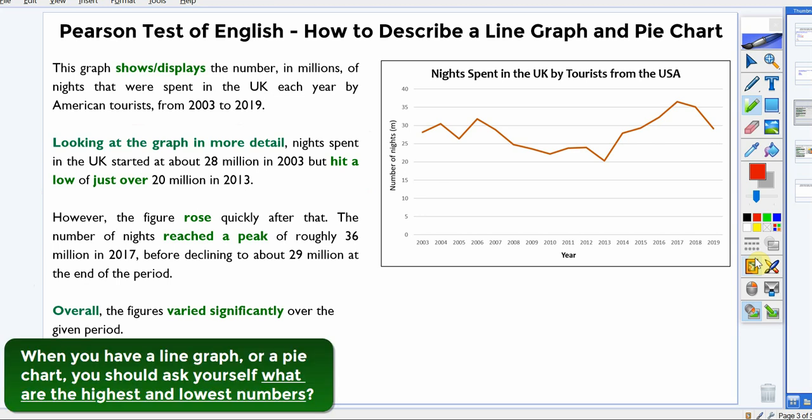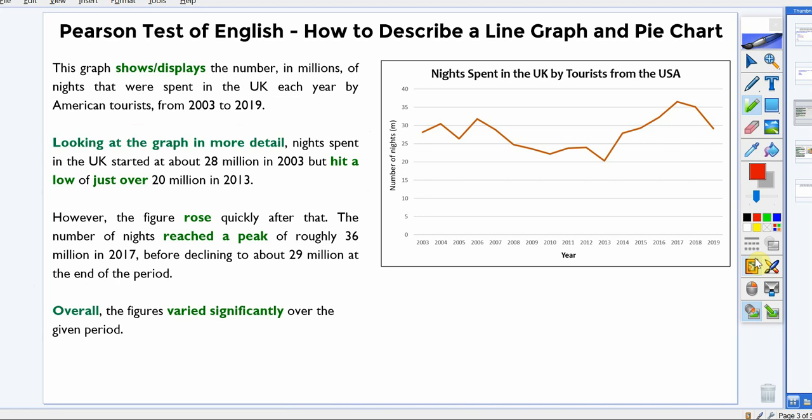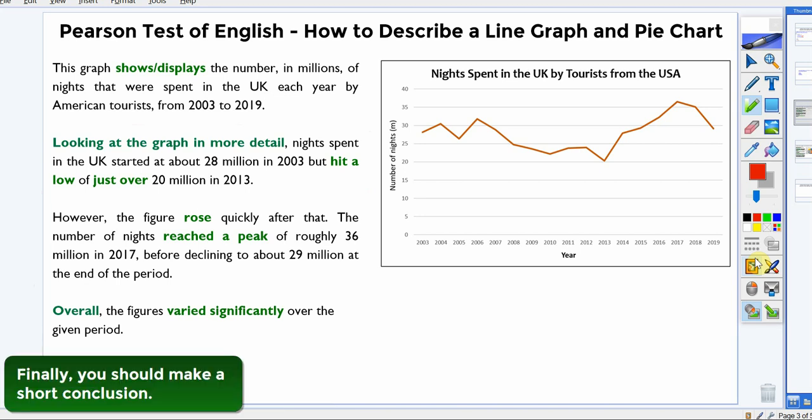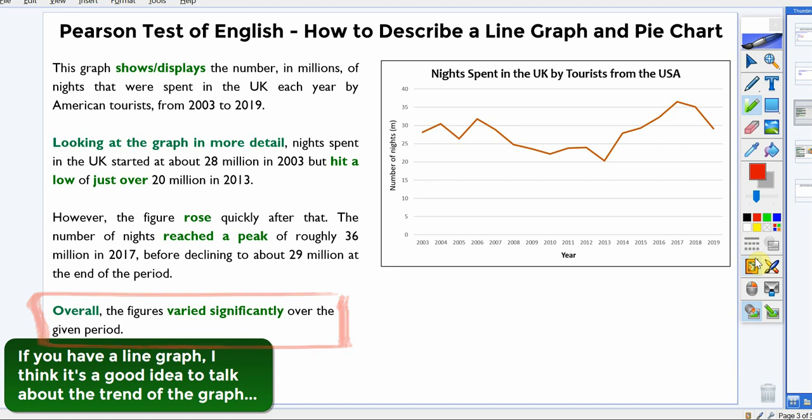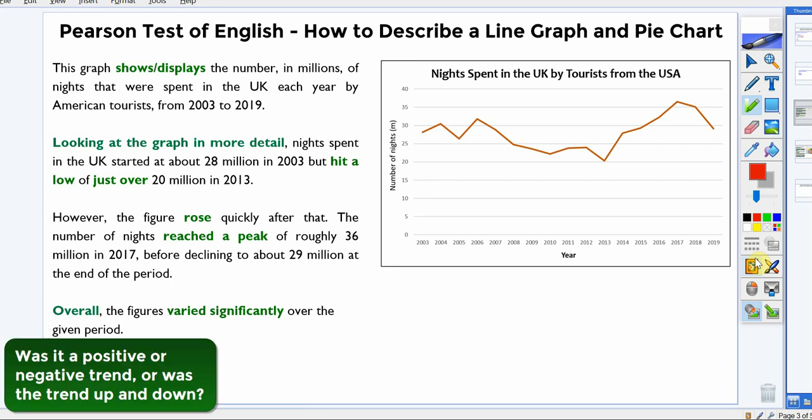When you have a line graph or a pie chart, you should ask yourself, what are the highest and lowest numbers? These are very important details to include in your body. Finally, you should make a short conclusion. If you have a line graph, I think it's a good idea to talk about the trend of the graph from the beginning to the end. Was it a positive or negative trend, or was the trend up and down?